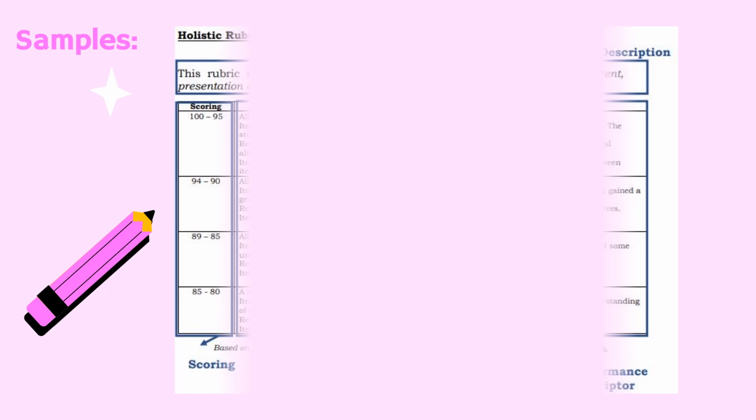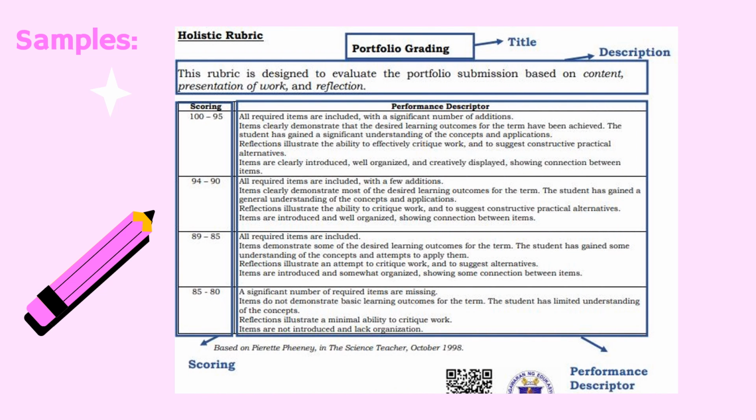Now let's look at examples. So this is an example of a holistic rubric where you can see the different components: the title, description title, scoring, and the performance descriptor. This rubric is designed to evaluate a portfolio submission based on content, presentation of work, and reflection.